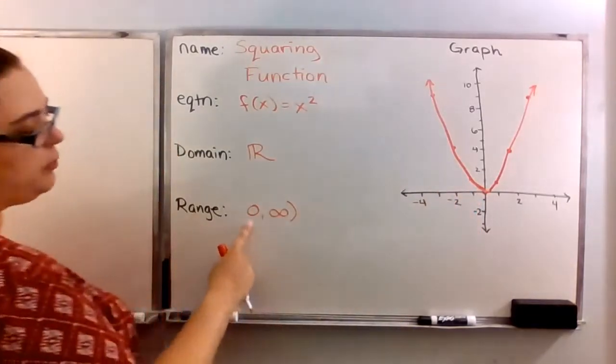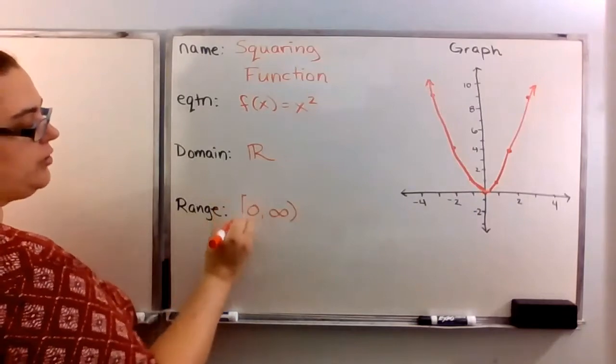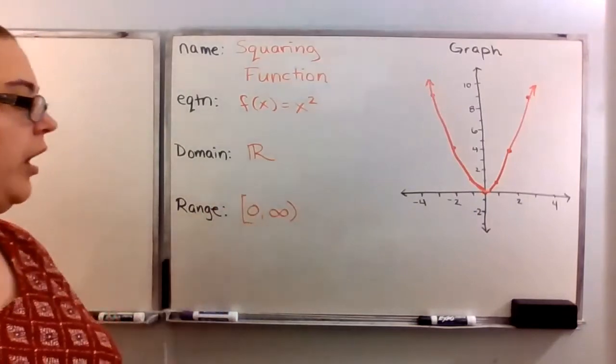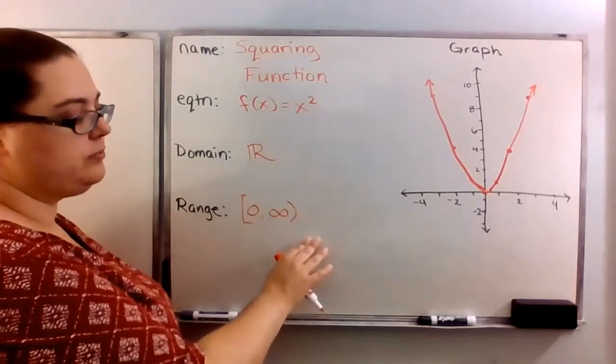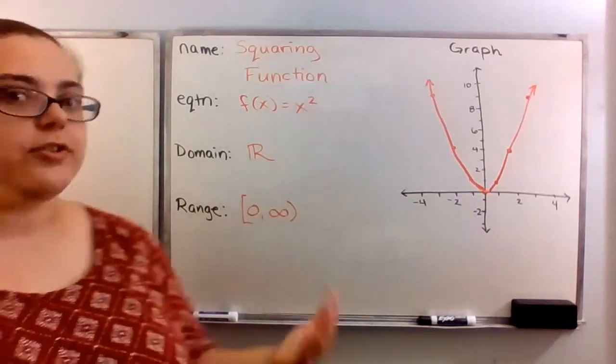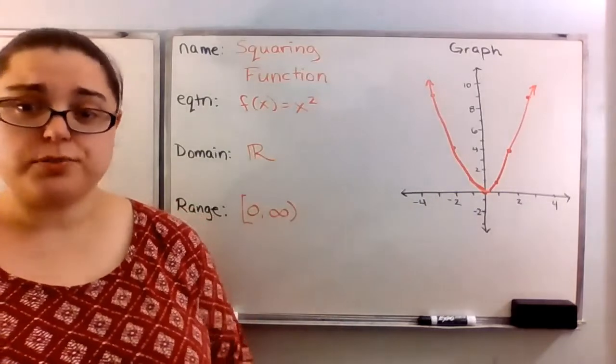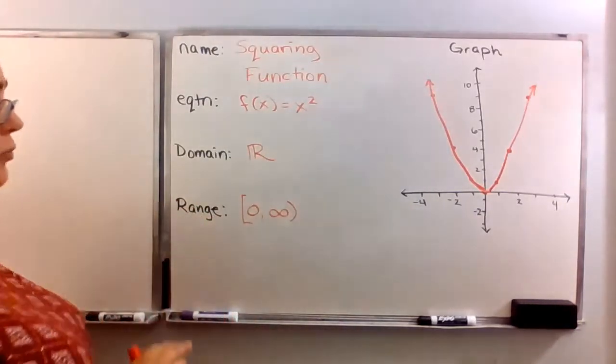So to indicate that the number 0 is included, I'm going to use a square bracket. So this would be our interval notation for the range of this function. Now we can also use what's sometimes called set builder notation to indicate the range. So I'm going to write that as well.